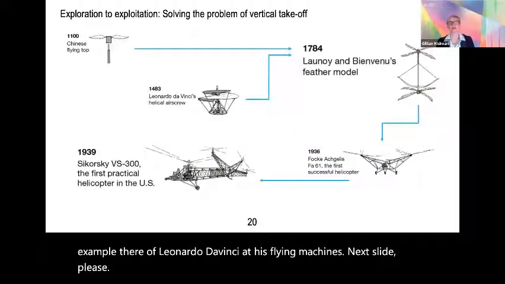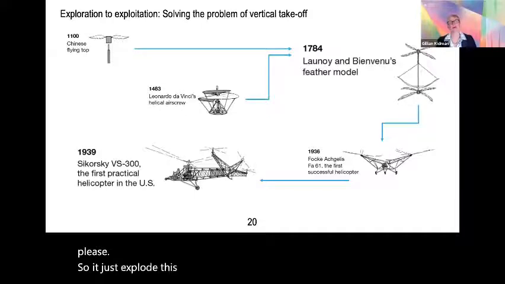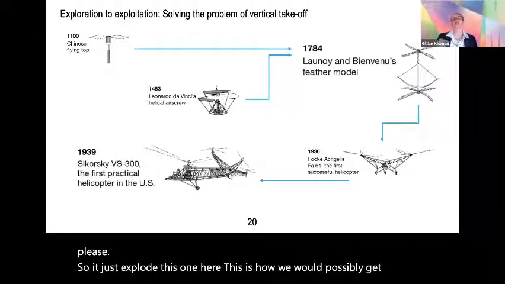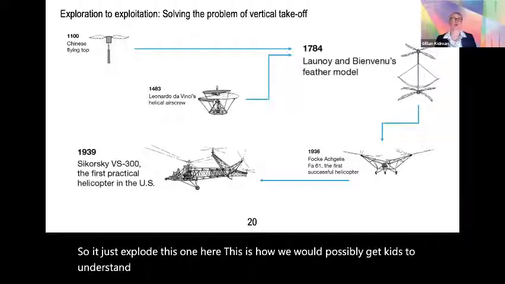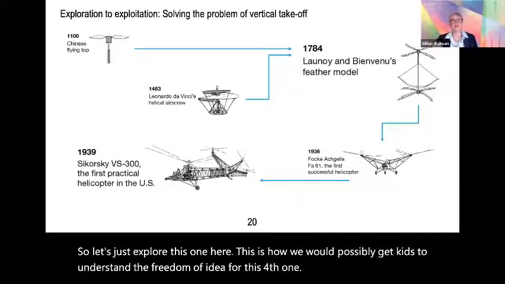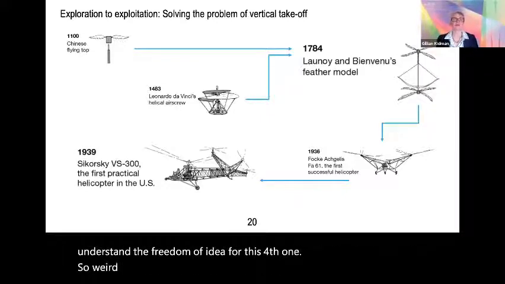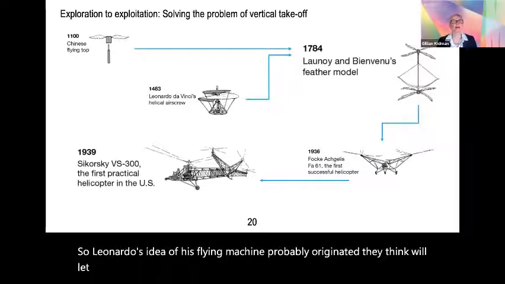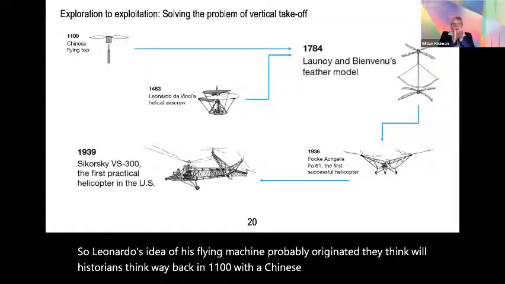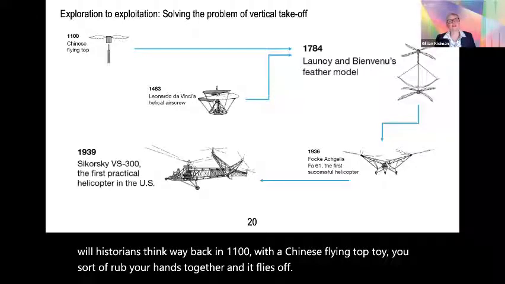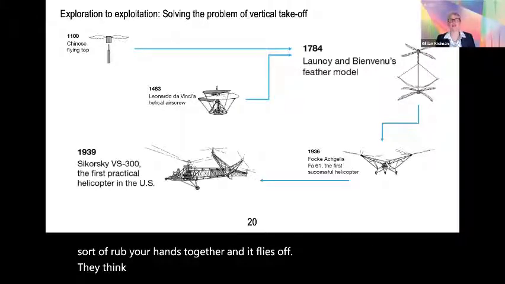So let's just explore this one here. This is how we would possibly get kids to understand the freedom of idea for this 4th one. So Leonardo's idea of his flying machine probably originated, they think, or the historians think, way back in 1100 with a Chinese flying top toy. You sort of rub your hands together and it flies off. They think there's very little chance that Leonardo would have actually seen one of those toys.